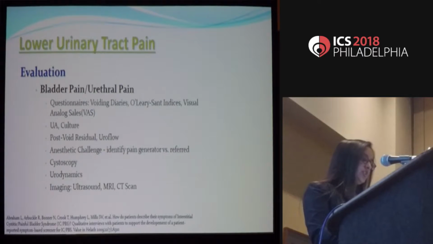The evaluation should include questionnaires to assess the pain, including O'Leary-Sant and visual analog scales, voiding diaries, along with urinalysis and urine cultures as indicated. Cystoscopy can be used to identify any pathology in the urethra and bladder, but is not required in the diagnosis of bladder pain syndrome. An intravesical anesthetic challenge is useful in identifying pain generators versus referred pain. Urodynamics may be useful when there are concomitant disorders such as incontinence and voiding dysfunction. Further imaging, including ultrasound, MRI, and CAT scans, may be utilized if warranted.